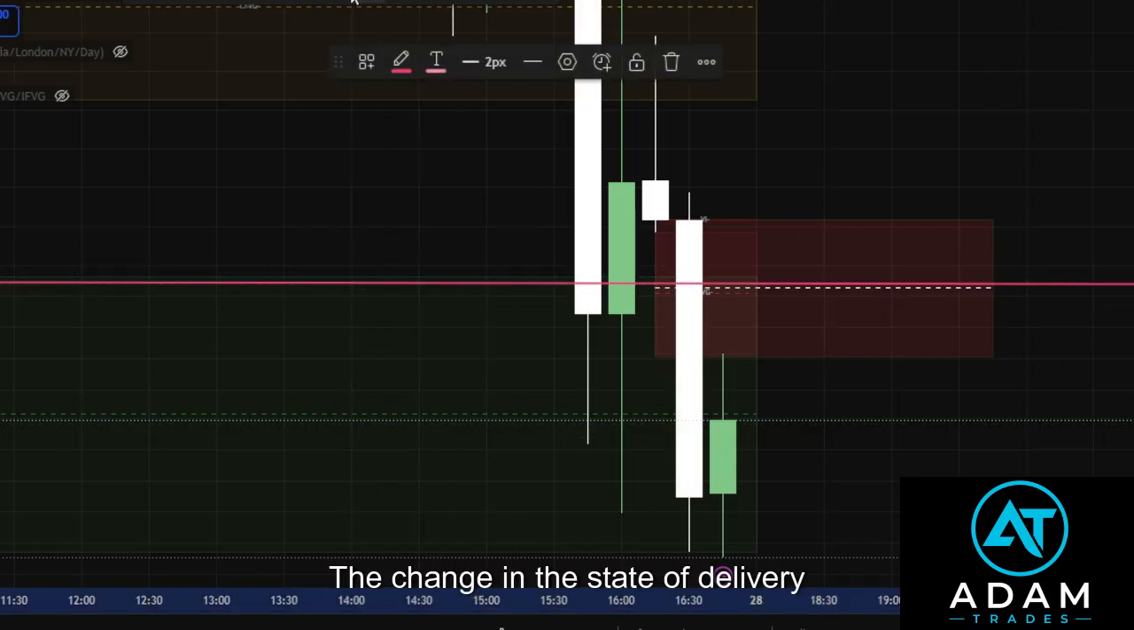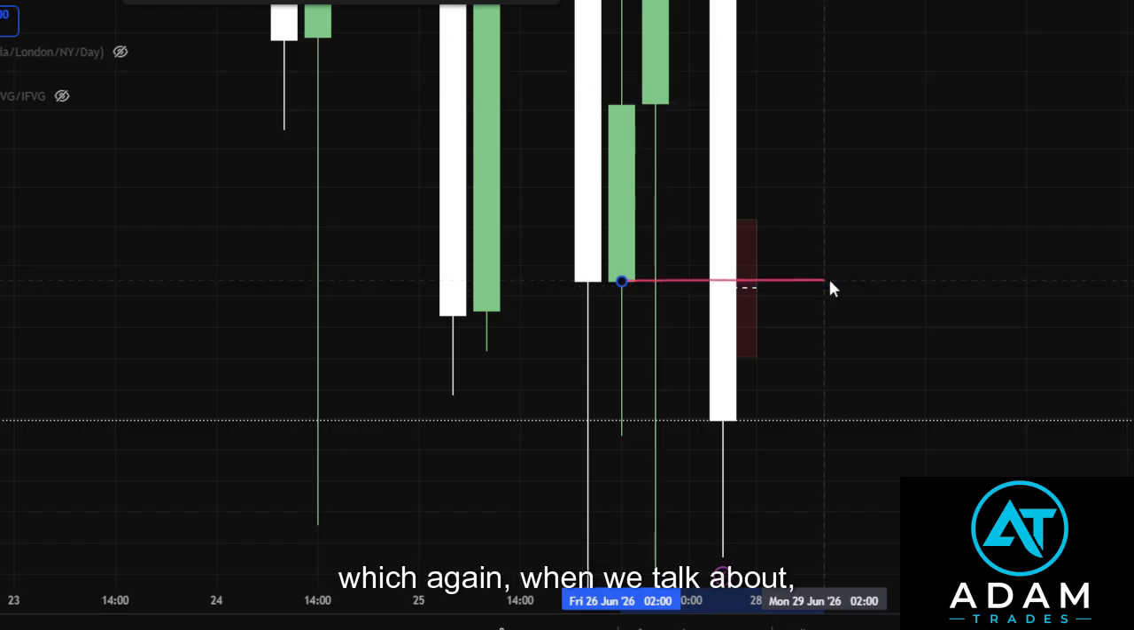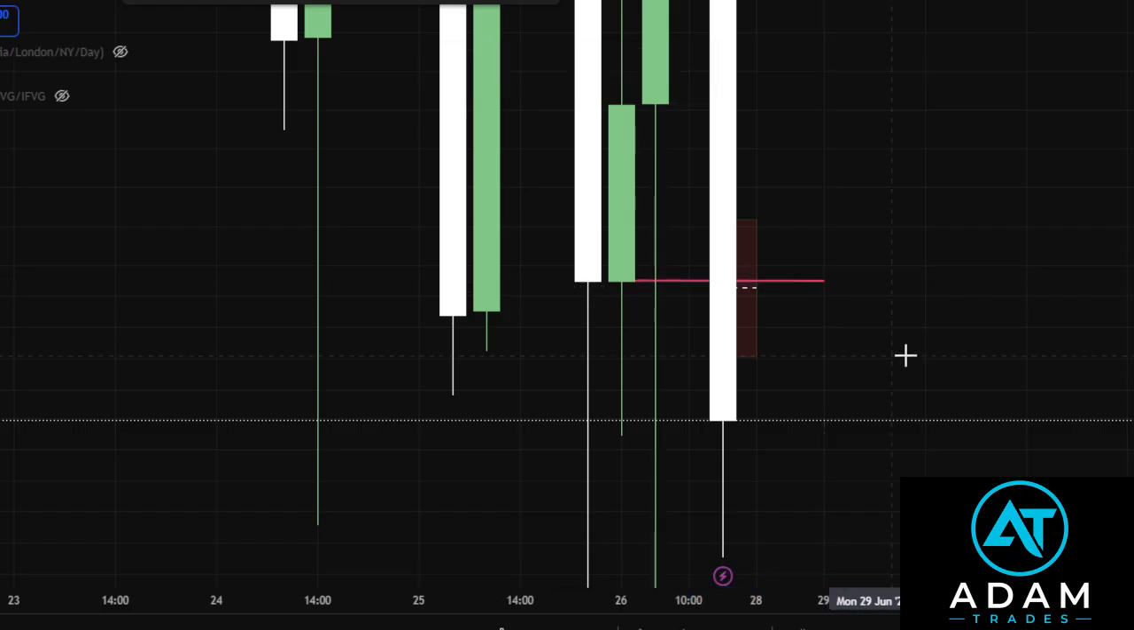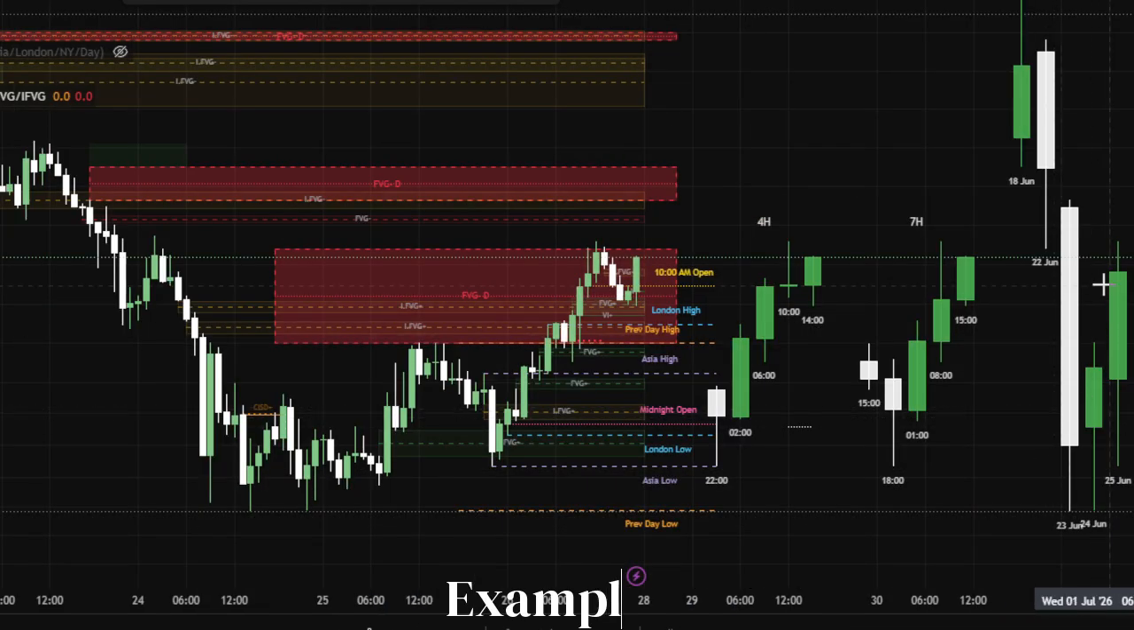The change in the state of delivery on the 4-hour chart. Which again, when we talk about, what did I say earlier? Whatever is on a higher time frame is king. It is most important. Okay, so now we're on gold. We're on the 1-hour chart.